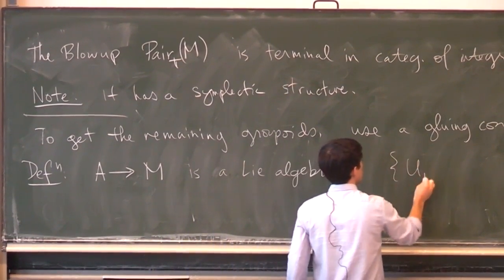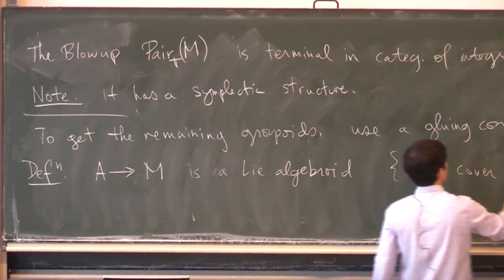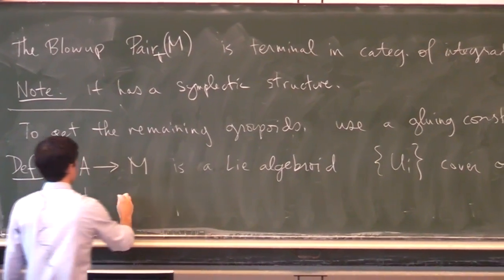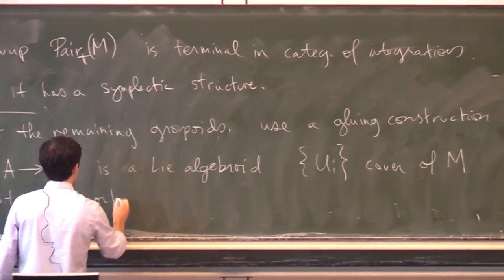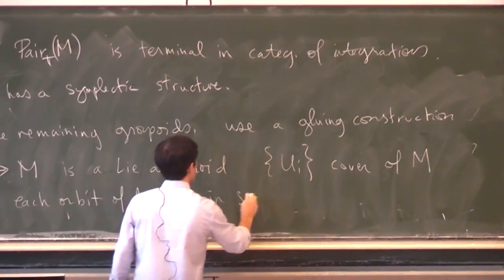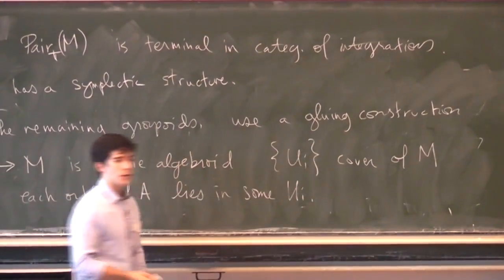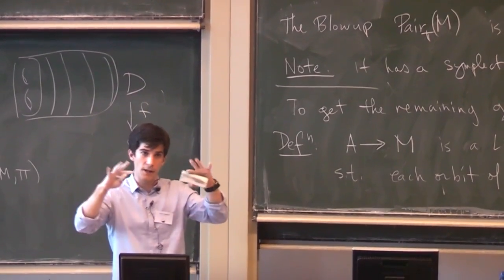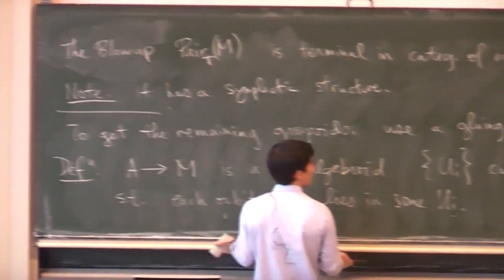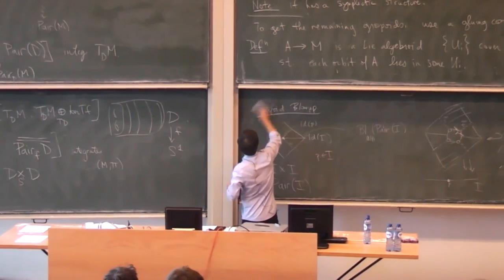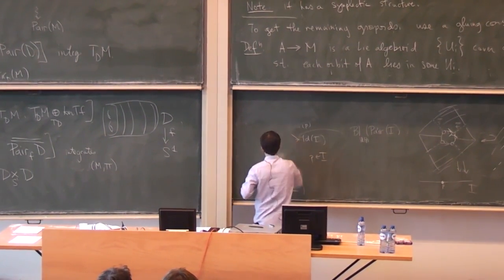And suppose that we have an open cover of the manifold such that each orbit of A lies in some U_i. So the covering is arranged in such a way that every orbit of the Lie algebroid sits completely within at least one open set. In other ones, it could sit partly, yes. So the important thing is just that it is completely contained in at least one of them.